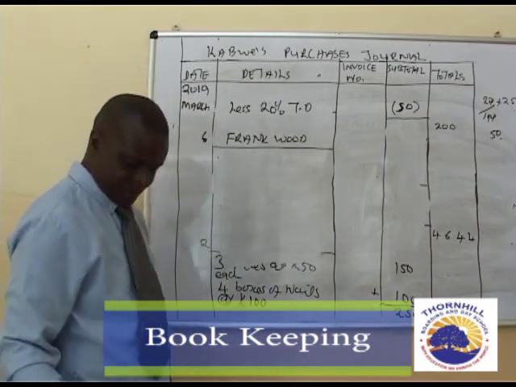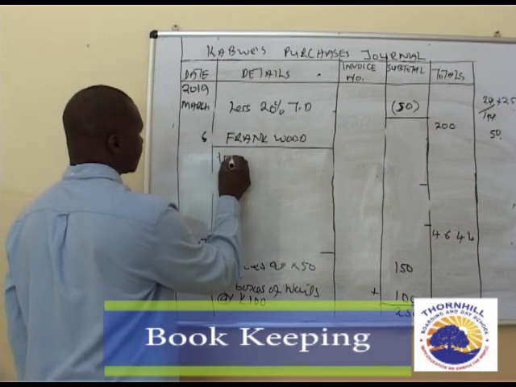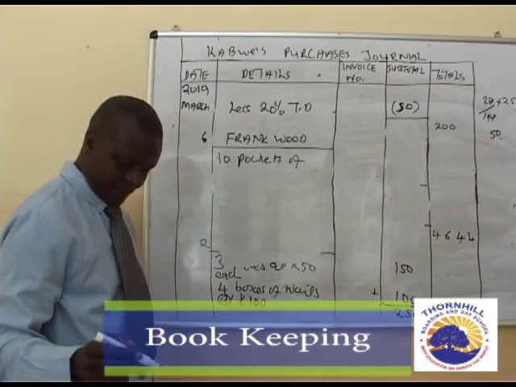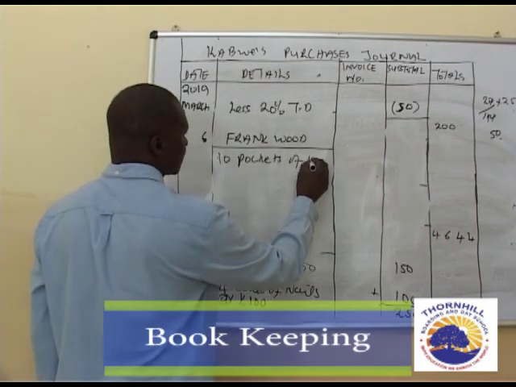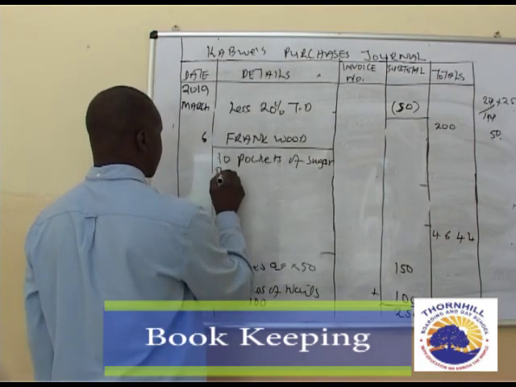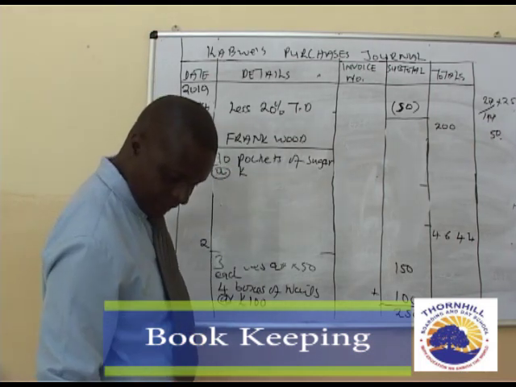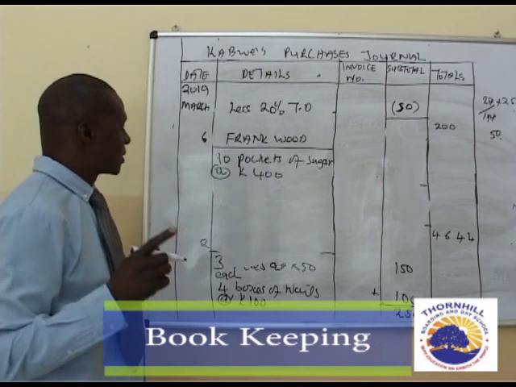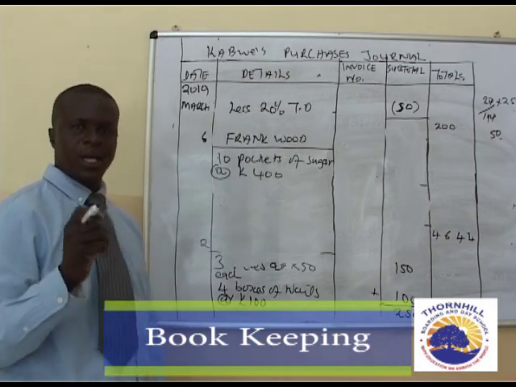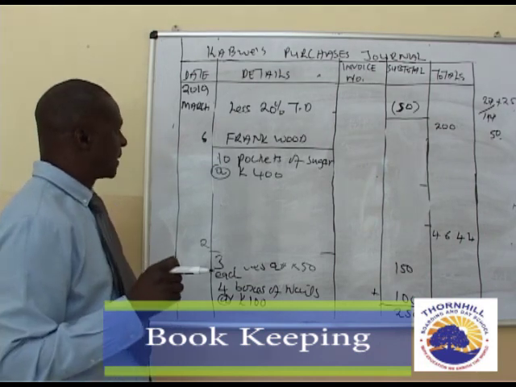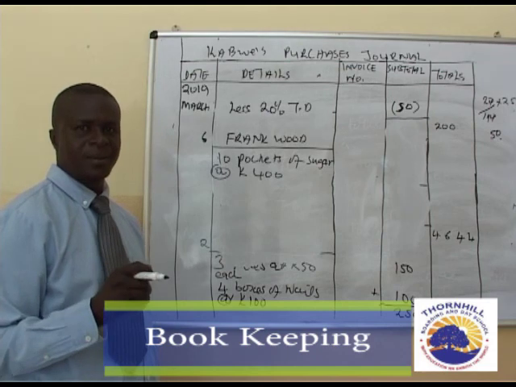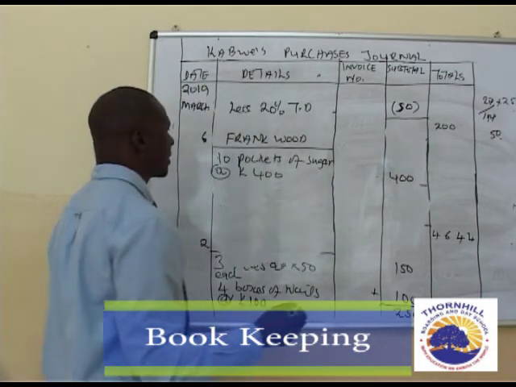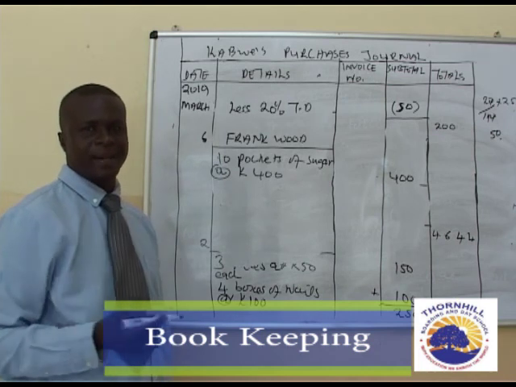What did we buy? 10 pockets of sugar, bought them at 400 kwacha. Okay, 10 pockets of sugar at 400 kwacha. The word each again is missing, meaning that we cannot multiply by 10, because the word each is missing. So we just get the 400 kwacha itself. So all the 10 pockets of sugar were costing 400 kwacha. No need of multiplying.